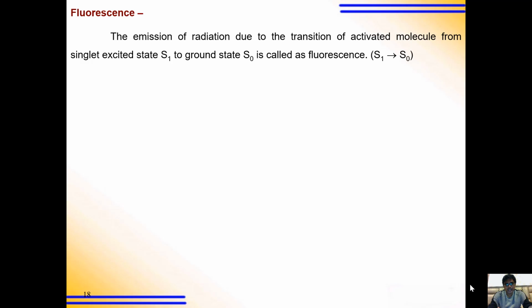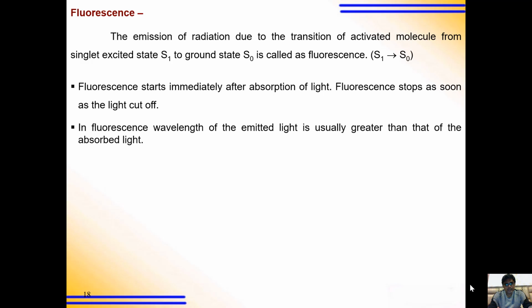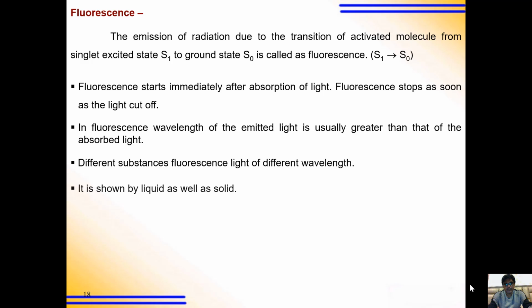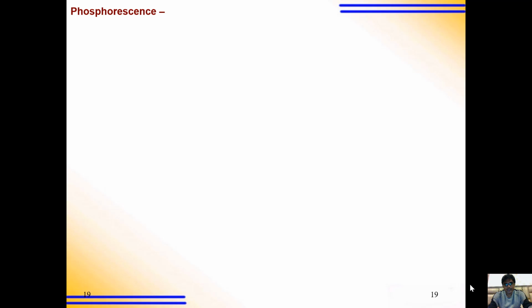Fluorescence is the emission of radiation due to the transition of activated molecules from the singlet excited state S1 to the ground state S0. Fluorescence starts immediately after absorption of light, and it stops as soon as the light is cut off. In fluorescence, the wavelength of emitted light is usually greater than that of the absorbed light. Different substances give fluorescence light of different wavelengths. It is shown by liquids as well as solids. Examples are organic dyes such as eosin and fluorescein, vapors of sodium, mercury, and iodine, and inorganic compounds such as uranyl sulfate.